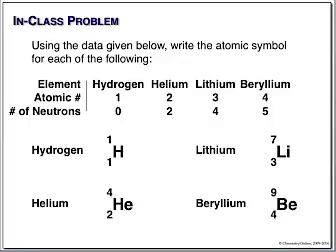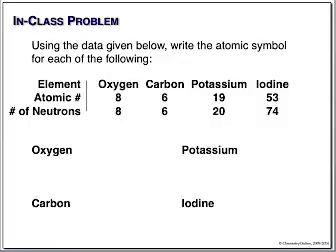Well, these are the simple ones. Go ahead and do these. In case you don't remember the symbols, oxygen is O, carbon is C, potassium is K, and iodine, of course, is I.